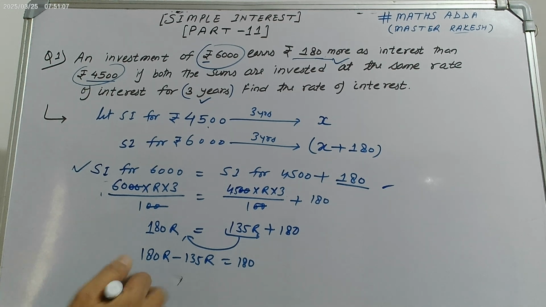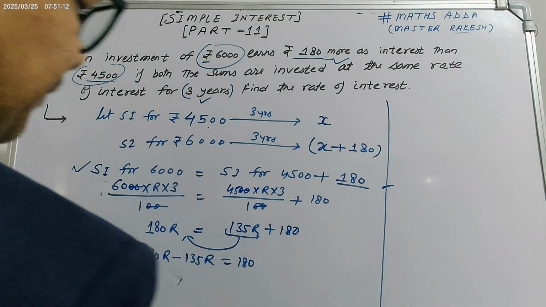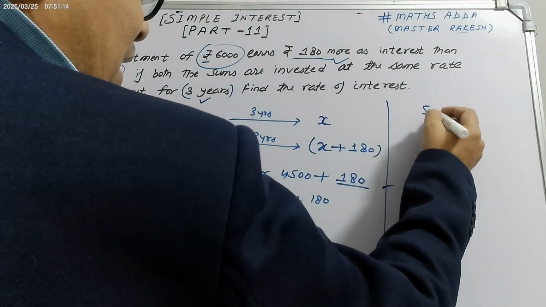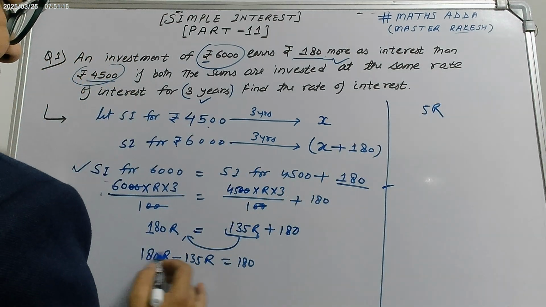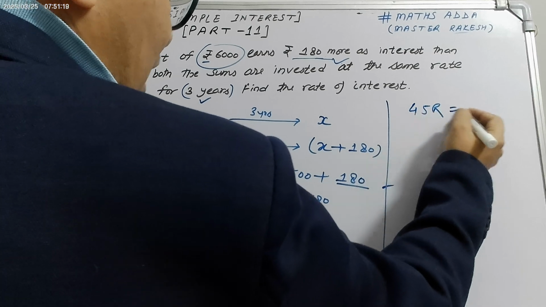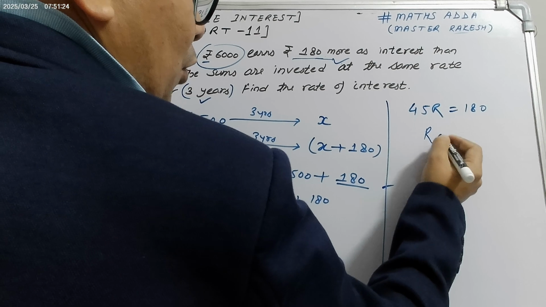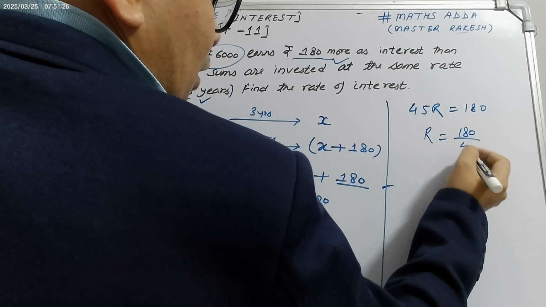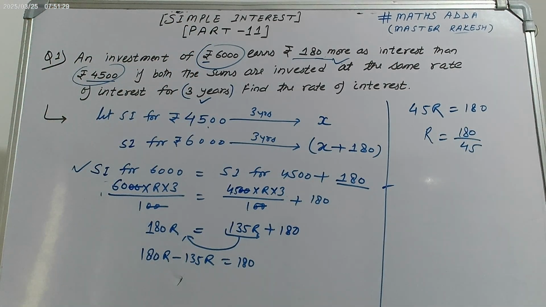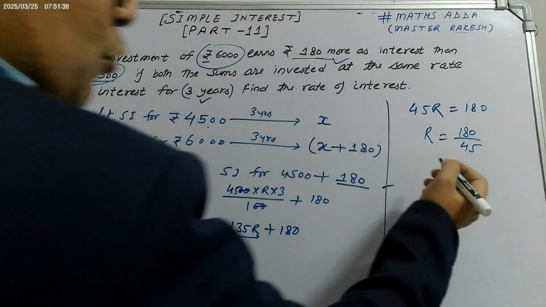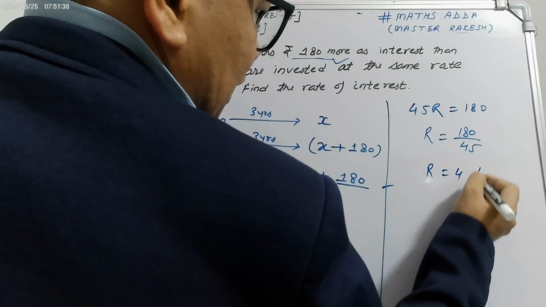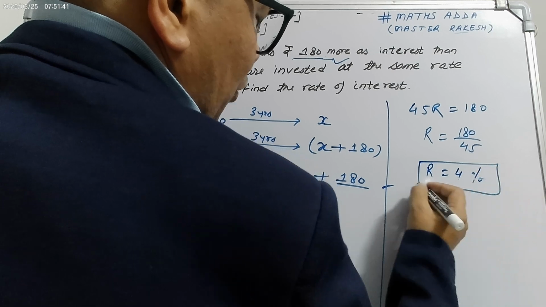So 180 minus 135 gives 45 r equal to 180. So r equal to 180 upon 45. If you divide it, 180 upon 45 is 4, so r equal to 4%.